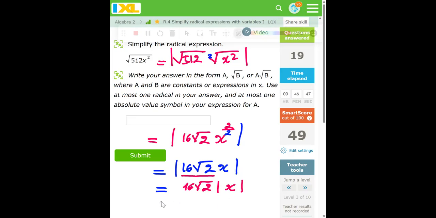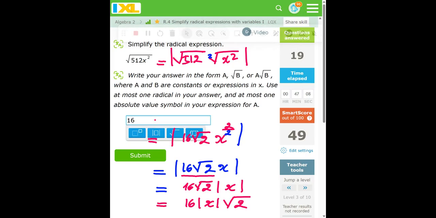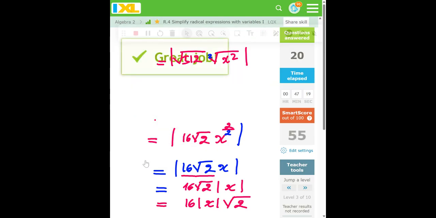Okay, that's it. And if you want to be really technically correct, I will put 16 absolute value of x and then square root of 2 all the way in the back. But regardless, where you put it, the answer is also correct. So now I put in the answer. Here we go. I put down 16 absolute value with x inside, and then outside I put square root of 2. And I should be correct. Voila.